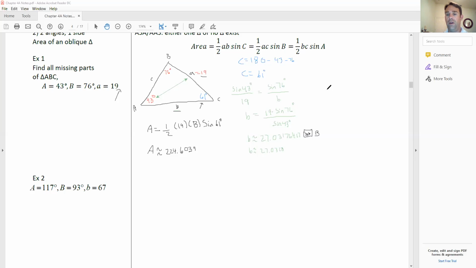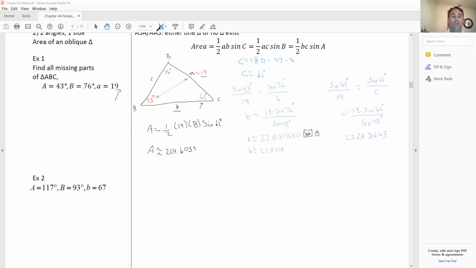So we have B. Now I got to go back and find C. So we're going to do this again now, still using that sine of 43. Since I know everything except for C, I don't have to write out all the decimals when I get this answer. Sine of 61 degrees all over C. All right, we're going to cross multiply. We have 19 times sine of 61 all over sine of 43. And C would be approximately 24.3663. All right, so there you go.